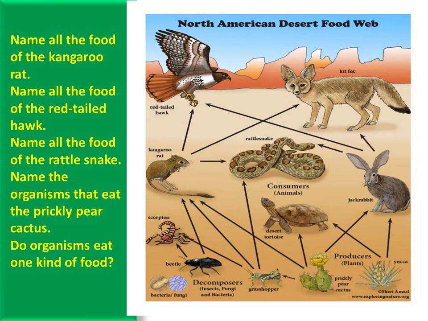The main question that I want from this slide is, do organisms eat one kind of food? This is the most important question. Can I say that the rattlesnake eats one kind of food only? No. The kangaroo rat? No. The kit fox? No as well.